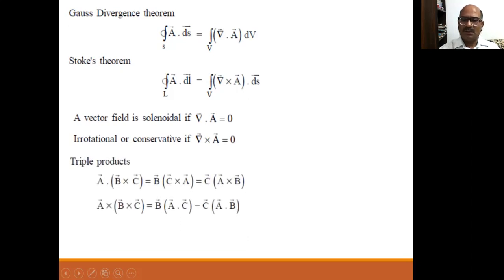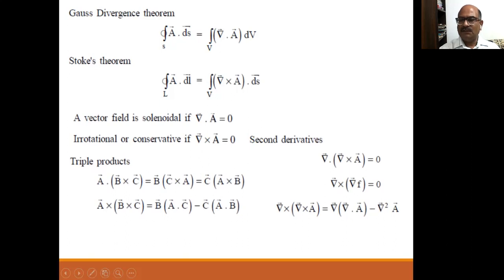Triple product equations: A dot B cross C is equal to B dot C cross A is equal to C dot A cross B. A cross B cross C is equal to B times A dot C minus C times A dot B. And second derivative equations are del dot del cross A is equal to 0 and del cross del F is equal to 0 and del cross del cross A is equal to del del dot A minus del square A.